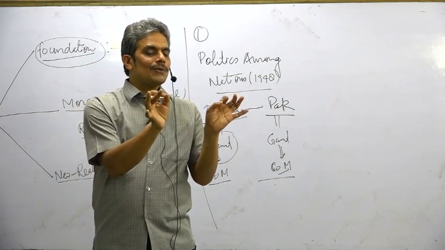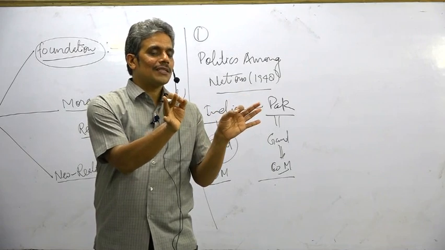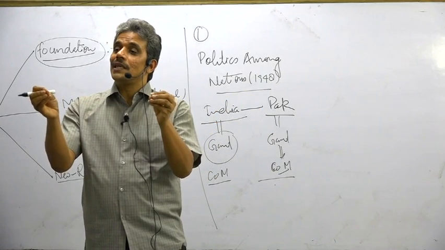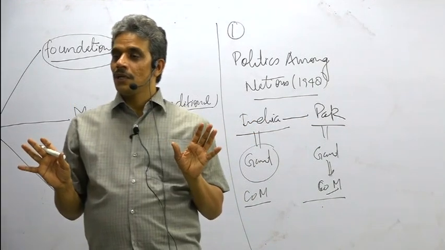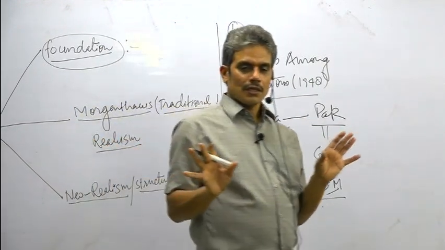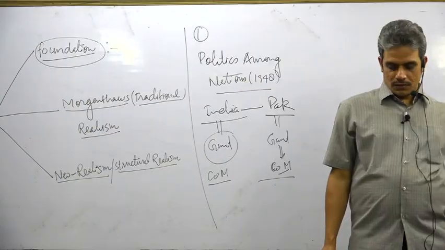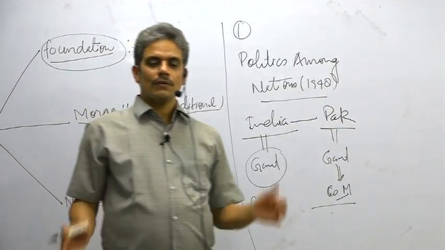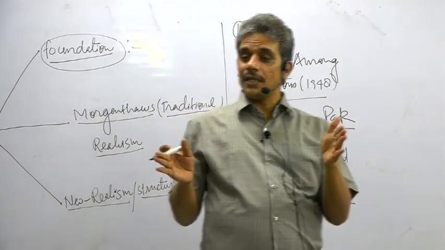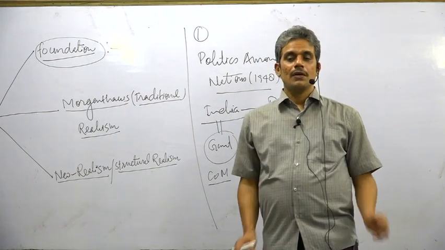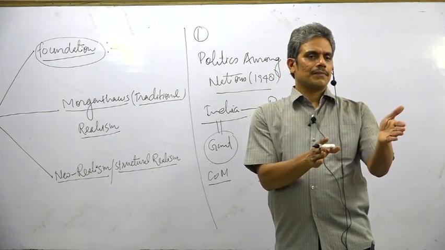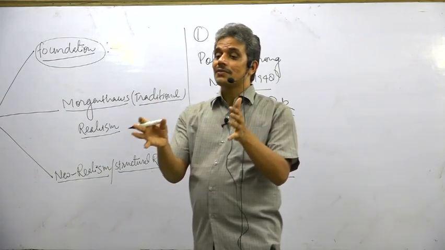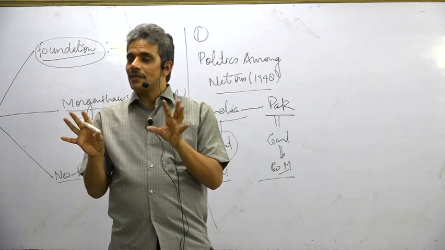Morgenthau says that human nature is beyond change. Since human nature is beyond change, therefore conflict is inevitable. Inevitable, underline. It means conflict is not transitional. It is not for the time being.